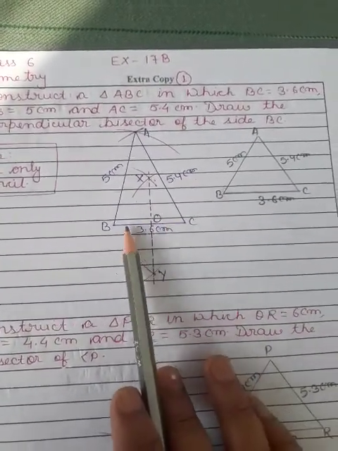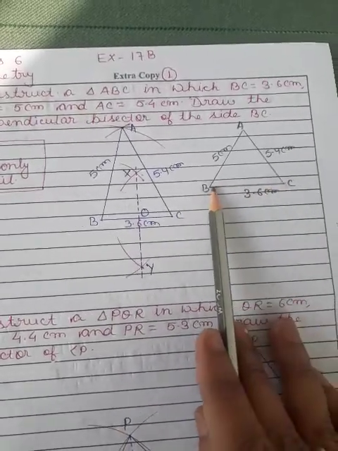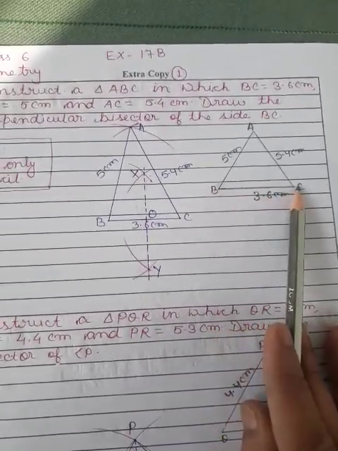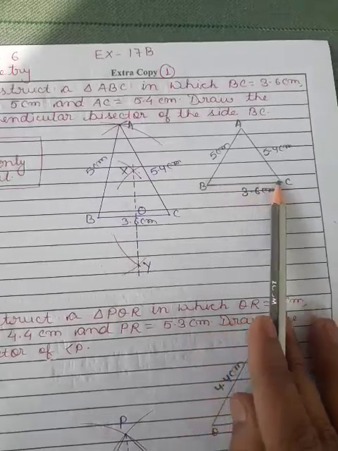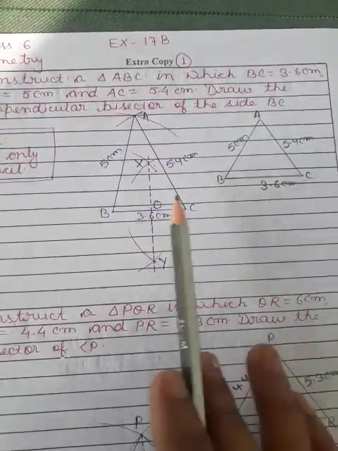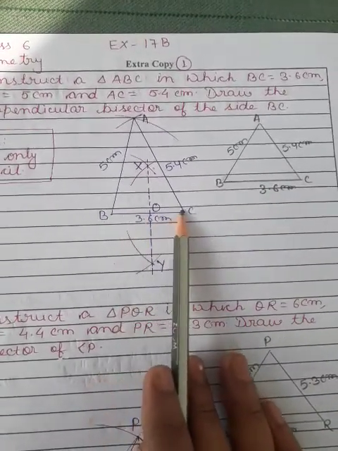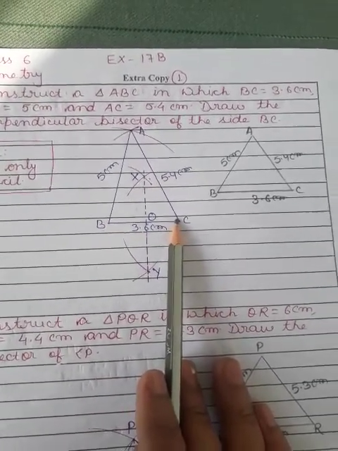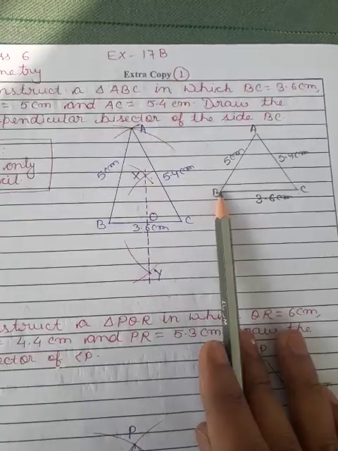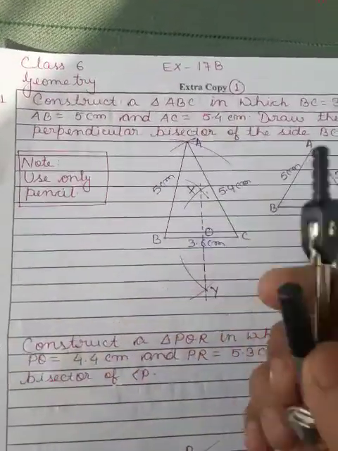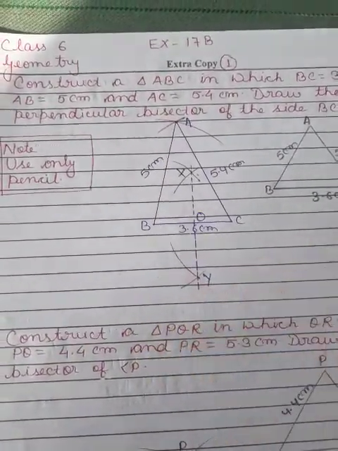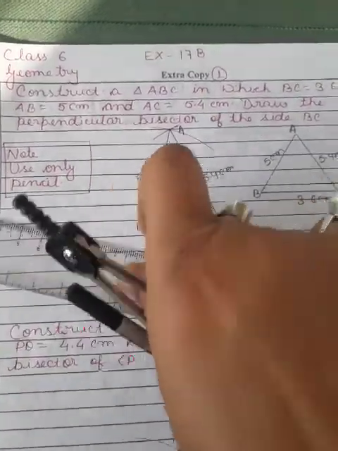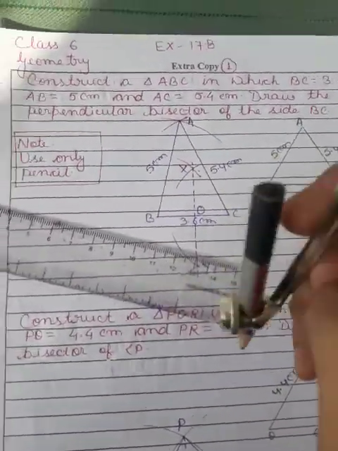So first of all we will draw the base. Always start with drawing the base of the figure. So base BC is given how much? 3.6 centimeter. So with the help of your scale draw 3.6 centimeter. Then AB is given how much? 5 centimeter. Now with the help of this compass, take the measure 5 centimeter with the help of the scale.